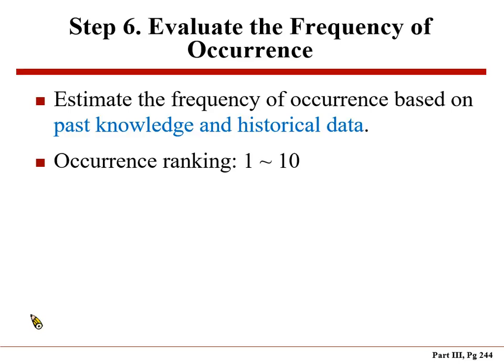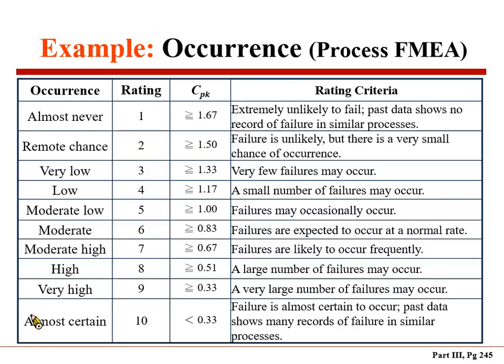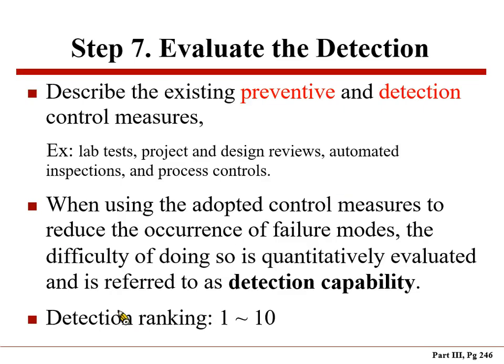Okay, in step 5, we evaluate the frequency of occurrence. Actually, the same, we have the 1 to 10 scores. Okay, never happens is 1, almost certain, it must happen, okay, is 10.